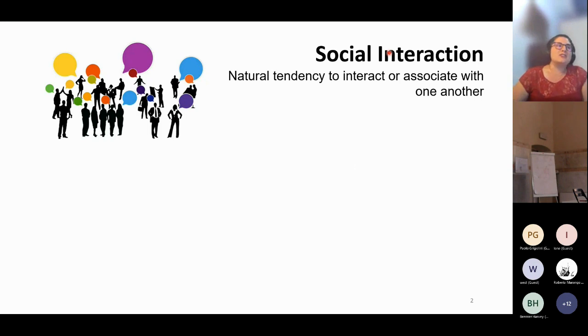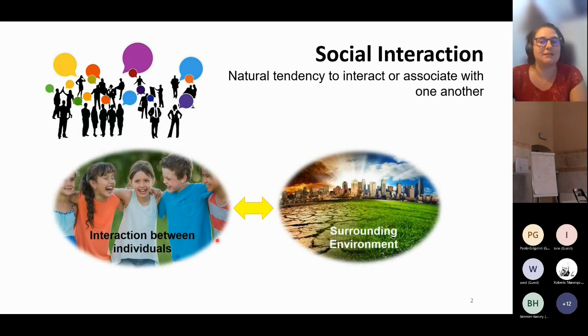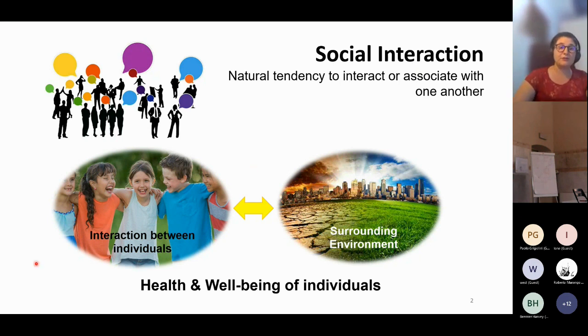Okay. Social interaction is a term that represents the natural disposition to interact or associate with one another. And behavior can be influenced by another individual or by environmental factors. We could say that social behavior arises as a result of an interaction between two or more individuals and the surrounding environment. The mechanisms involved in social behavior are extremely complex, but are important for the health and the well-being of every individual.